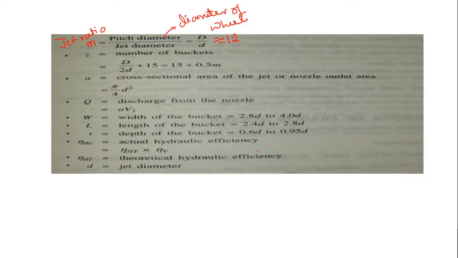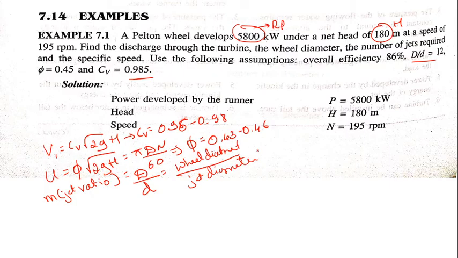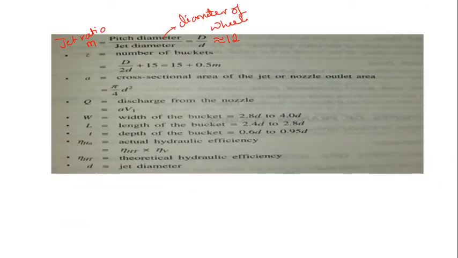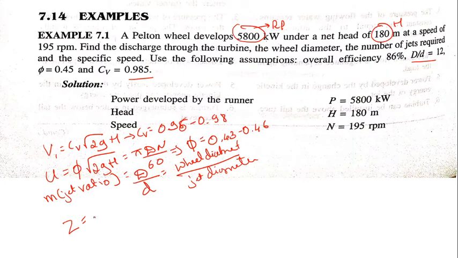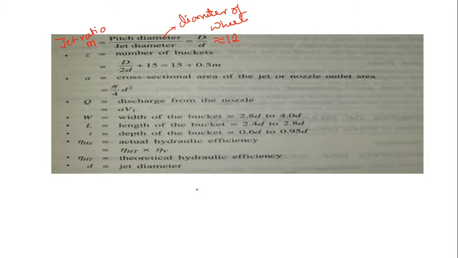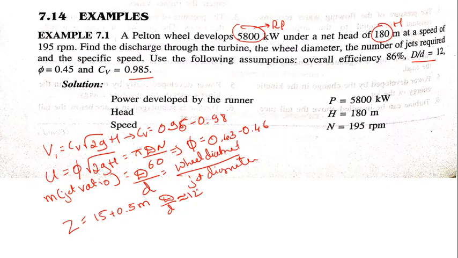Okay, so next coming to number of buckets. Don't get confused between the number of buckets and the number of jets, so for that reason, I'm just making it clear. Number of buckets is Z, and that is given by D by d by 2 plus 15, or 15 plus 0.5 m. Just remember this, 15 plus 0.5 m. If we consider D by d as 12, almost all the times it will be 12.